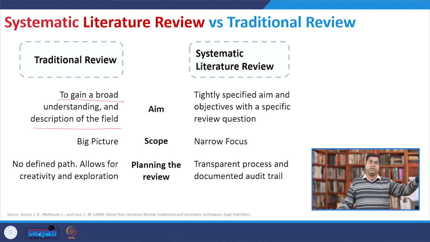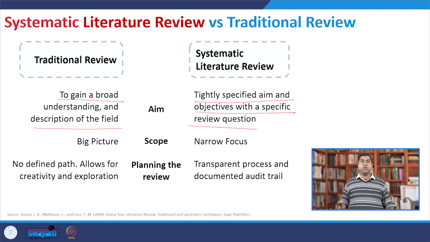Then we again take that paper to read. In that way we can move on. But in the case of systematic literature review, the aim is very tightly specified, with aims and objectives and specific review questions. So here we have something to ask. We have certain research questions in our mind, and specifically we try to search for the answers to those questions in this way of doing the literature review.